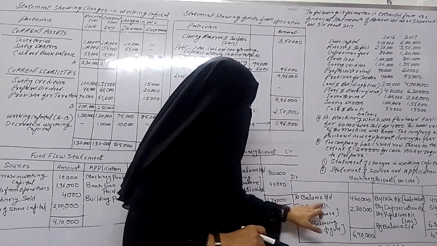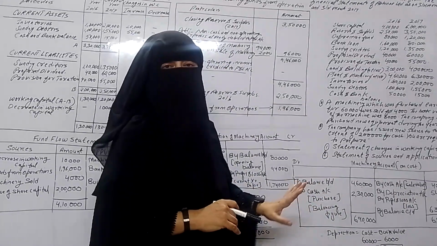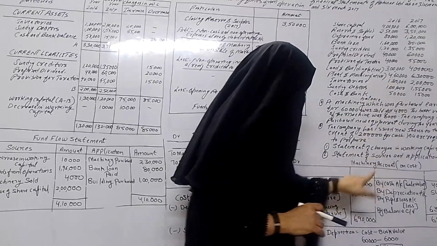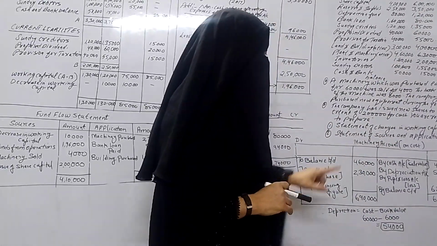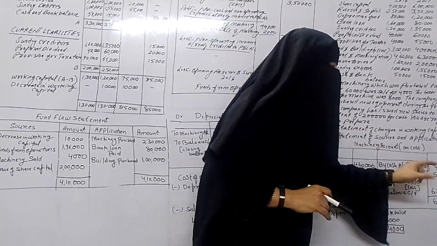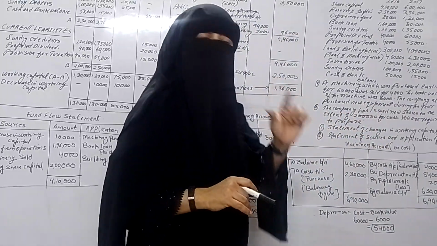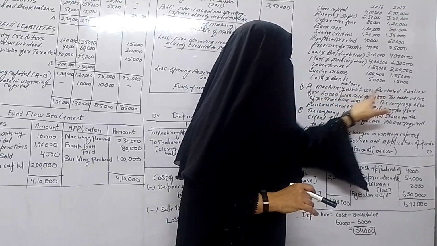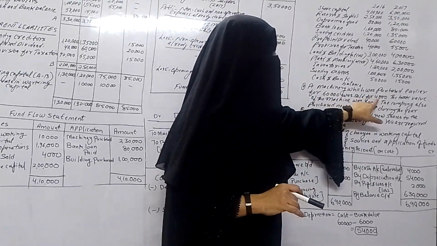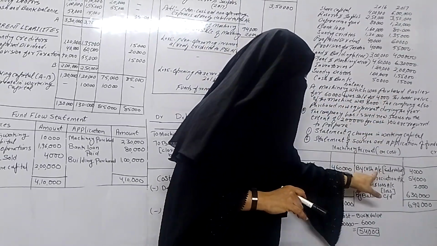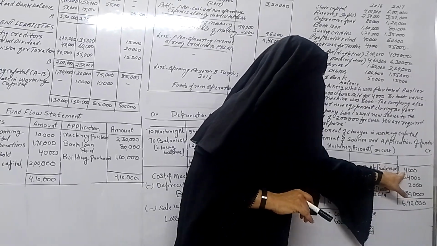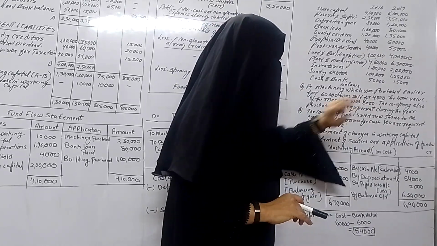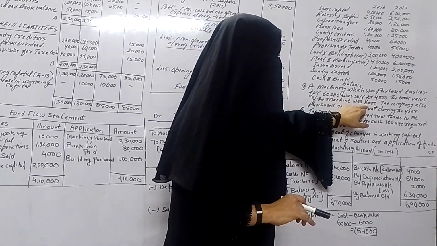First we write to balance brought down, that is the opening balance of machinery. Opening balance of machinery we have 4,60,000. And on the credit side, by cash, the sale value of the machine which we sold during the year was 4,000. Machinery which was purchased earlier for rupees 60,000 was sold for rupees 4,000. This is the sale value, so we write by cash, sale value 4,000. And the book value of the machine was 6,000.